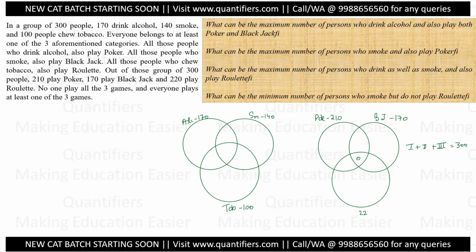Now, the people who have covered Venn diagrams and especially who have attended our classes know that when we add all the circles as it is, poker, blackjack and roulette, what will I get? I will get 1 × 1, 2 × 2 and 3 × 3. Can someone tell me what the total is? 210, 170, 220. The total is 600.